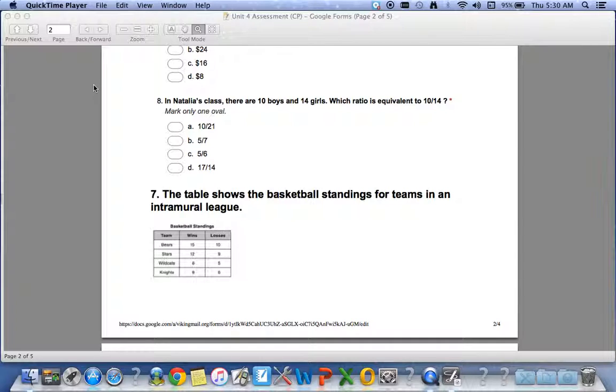Number 8. In Natalia's class there are 10 boys and 14 girls. Which ratio is equivalent to 10 over 14? Is it A. 10 over 21, B. 5 over 7, C. 5 over 6, or D. 17 over 14?